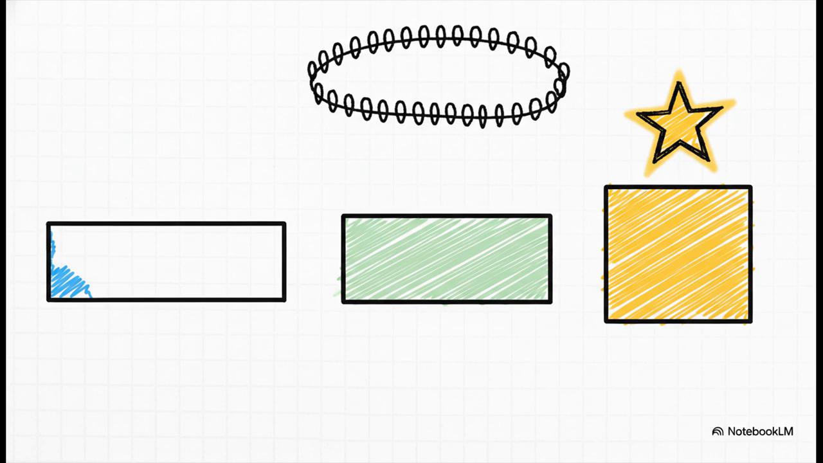So what this all reveals is a fundamental law of math. For any given amount of fence, for any fixed perimeter, a square is the most efficient rectangle you can possibly build. It will always give you the absolute maximum area.